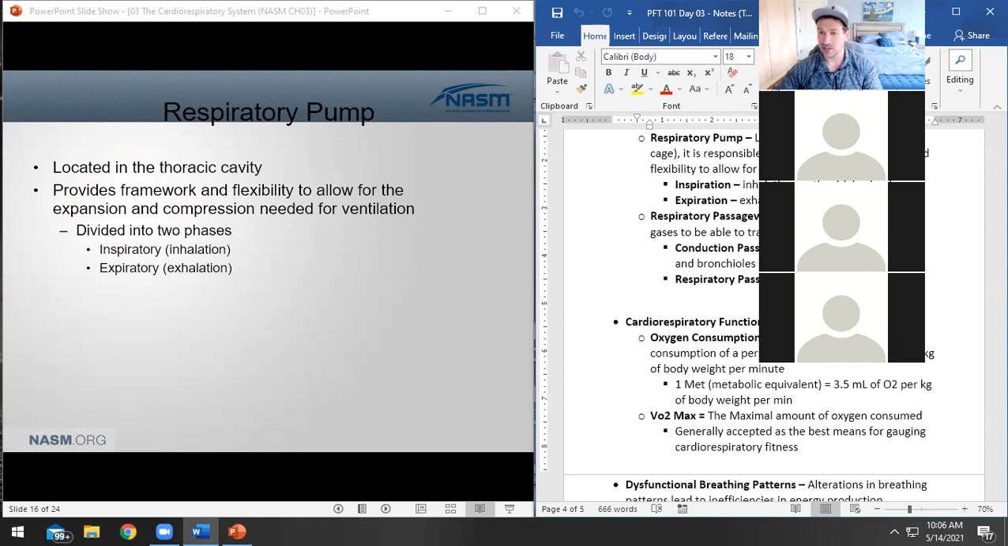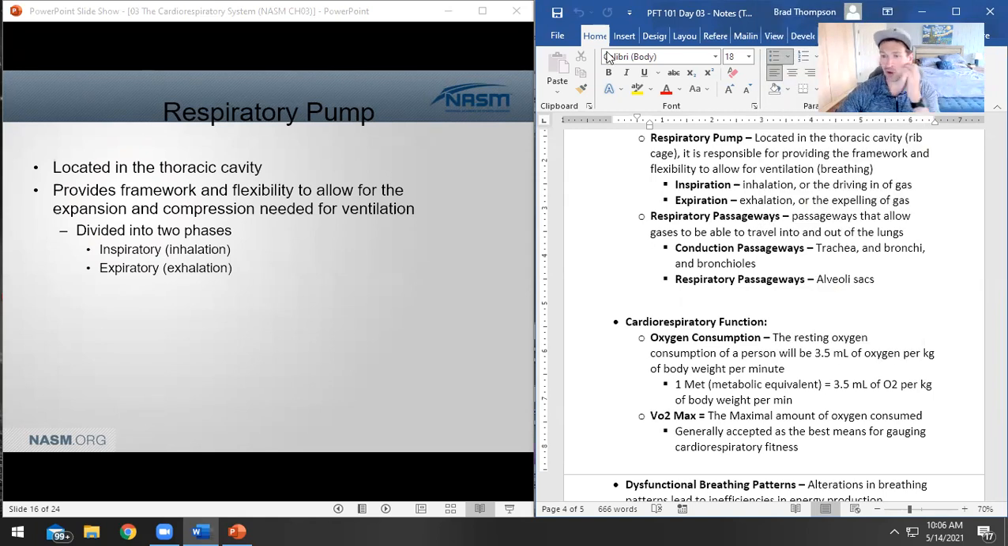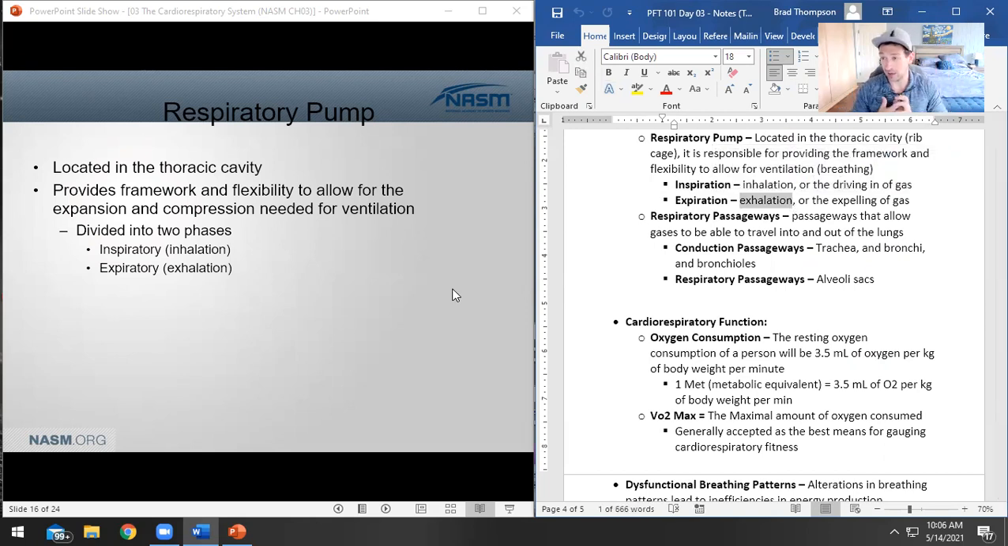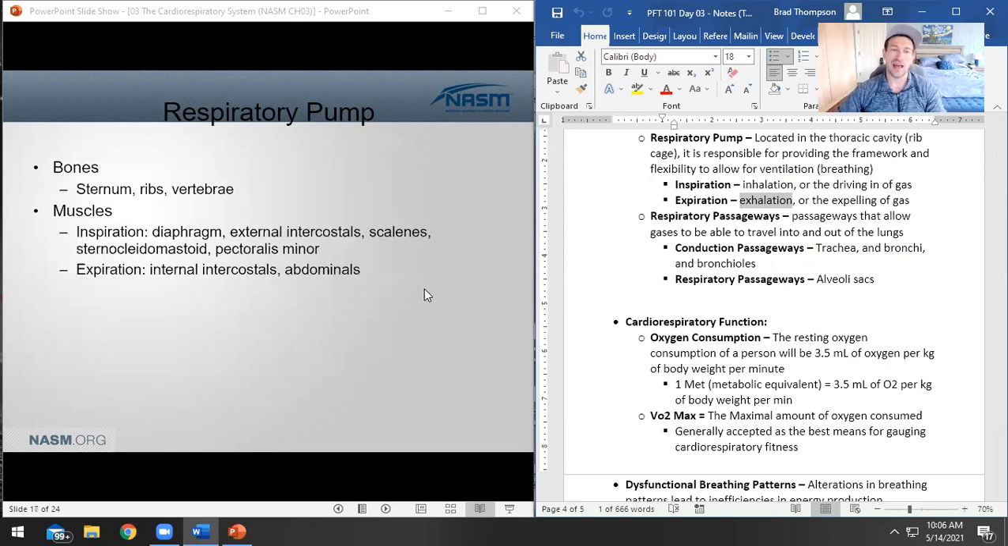And that is how ventilation or breathing works, right? You've got inspiration, which is the inhalation that drives gas into the lungs. You're creating an area of low pressure. And you've got expiration, which is exhalation or the expelling of gases from the lungs. You're creating an area of high pressure. And so that pressure gradient is what moves things around.